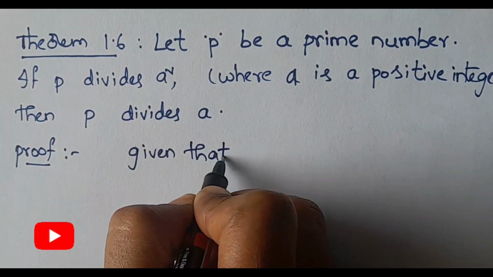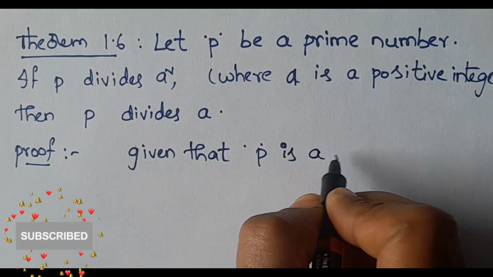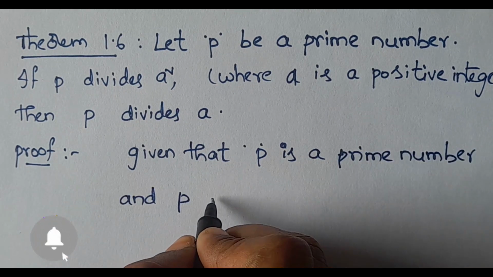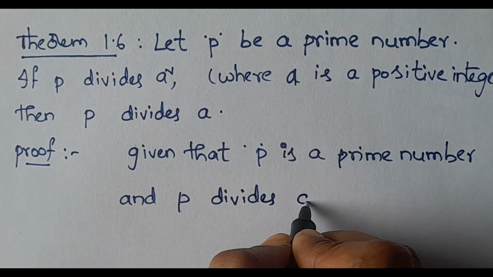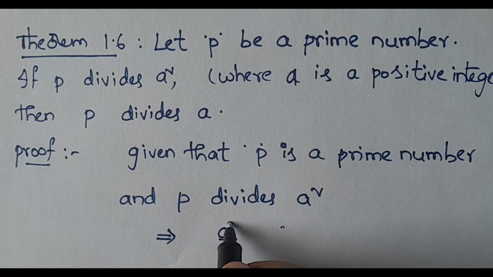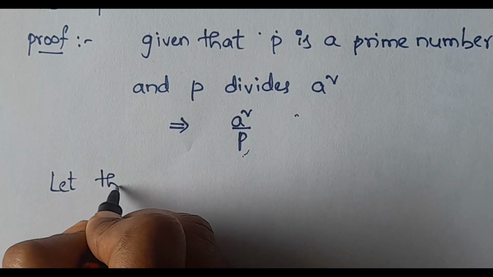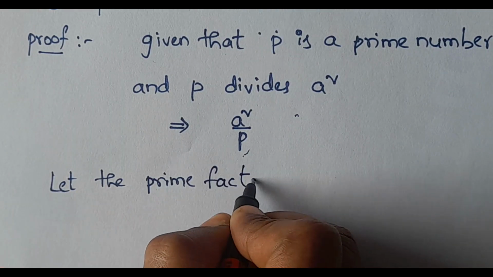Solution proof: given that p is a prime number and p divides a square. Now we have to show p divides a. P divides a square, which means a square divided by p.